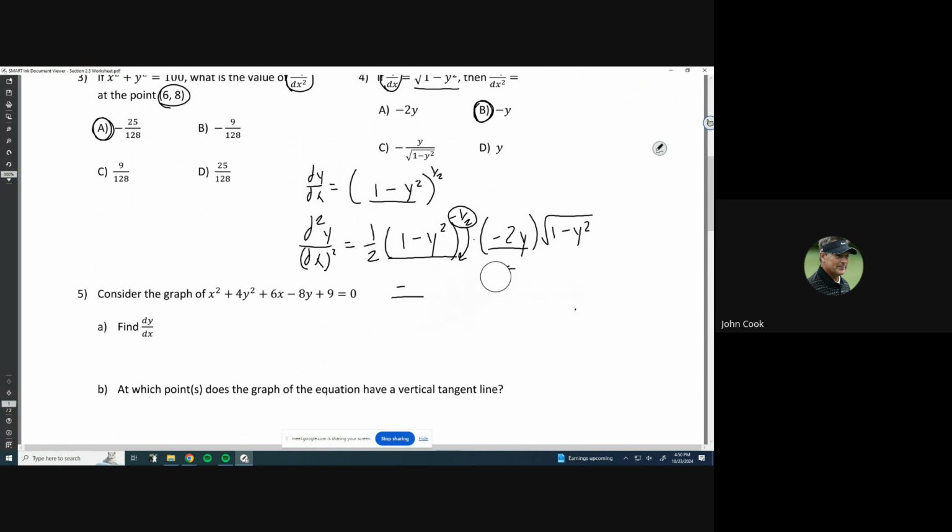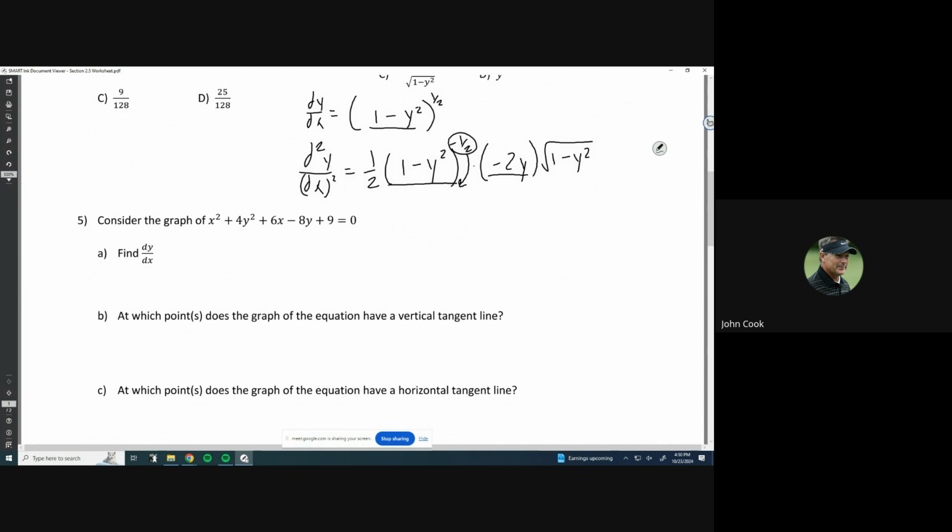Okay. And then number 5. So consider the graph of that function. Find the derivative, and then find the vertical tangent line and the horizontal tangent line. Those ones aren't that bad, believe it or not. Or the points where you have vertical tangents for those. So first we find the derivative. So we use the steps that we've outlined for implicit differentiation.